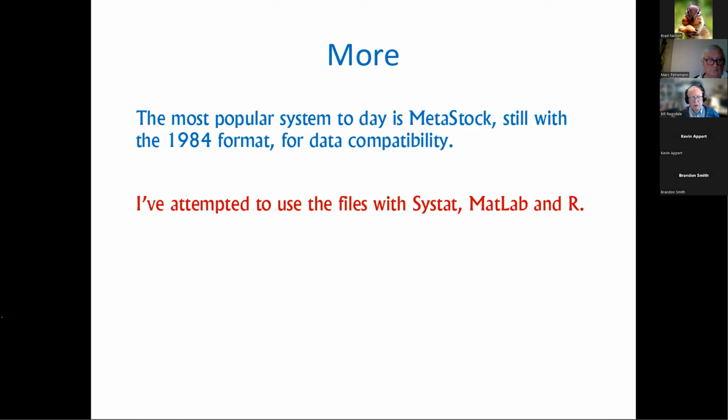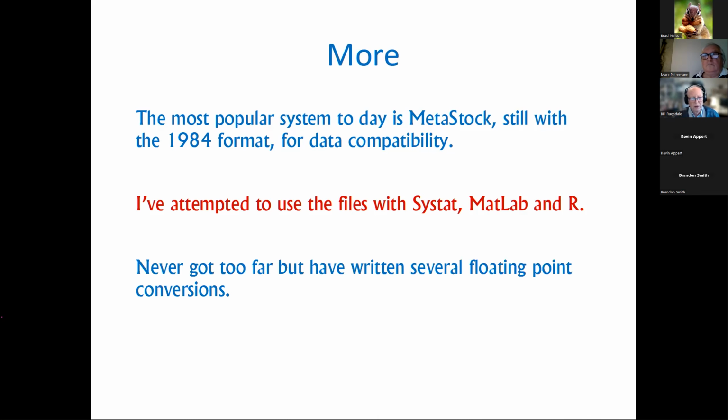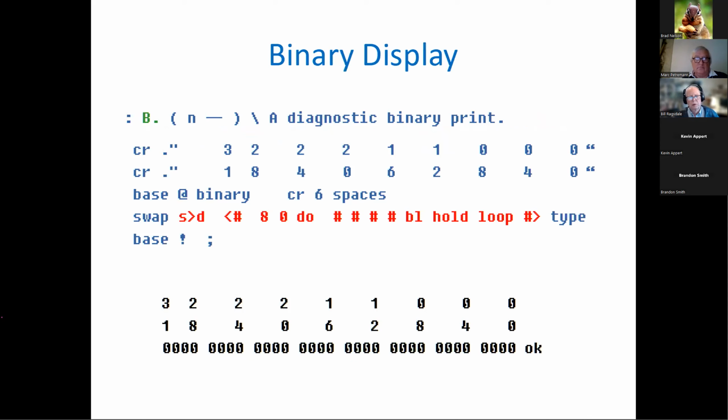So I've attempted to write applications for it using Systat, MATLAB, and R. The analyses that they do are so comprehensive that I've nearly never been able to approach what they do automatically online. It's kind of like trying to write your own Excel. So in doing these projects, I have written interfaces to those systems, and this required several floating point conversions. And now it's Win32's turn to do those.